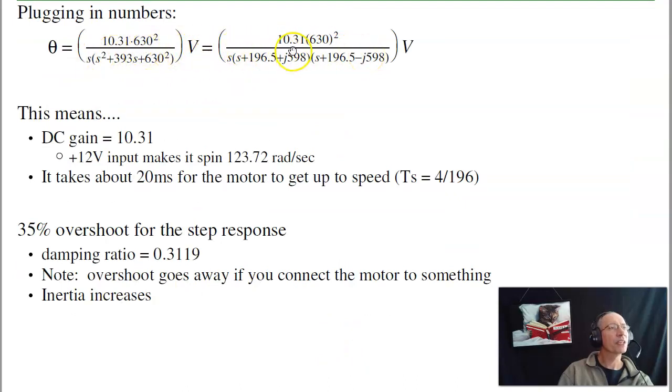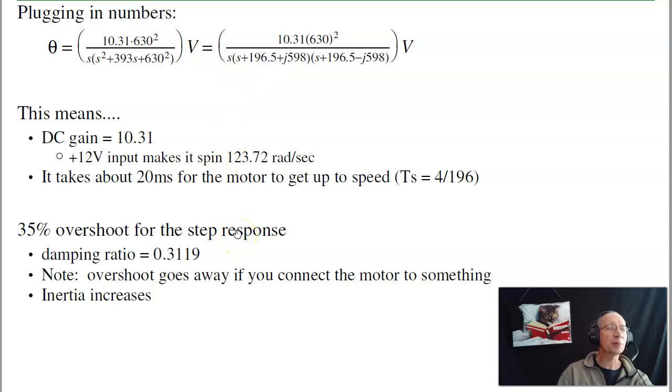What this tells me is the DC gain is 10.31. So 1 volt in makes it spin 10.31 radians per second. More realistically, 12 volts in makes it spin at 123 radians per second. The dominant pole has a real part of minus 196. That means under no load, it takes about 20 milliseconds to get up to speed. And this is complex. There's also about 35% overshoot in the motor.